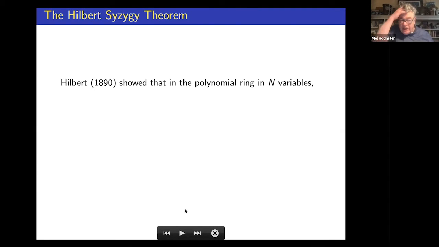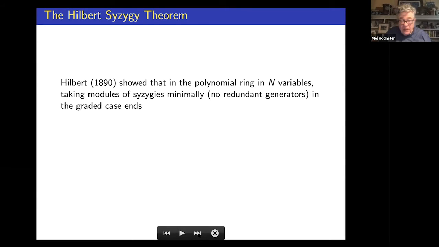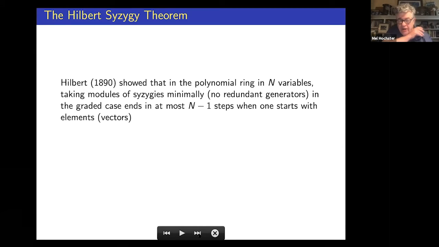So in his famous 1890 paper, Hilbert showed that if you have capital N variables, you take modules of syzygies minimally. So you take generators, but no redundant ones, just minimal sets of generators. And he actually worked on the graded case. And this ends after at most n-1 steps if you start with vectors in a free module.